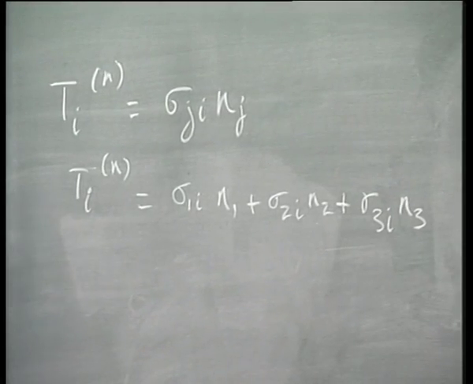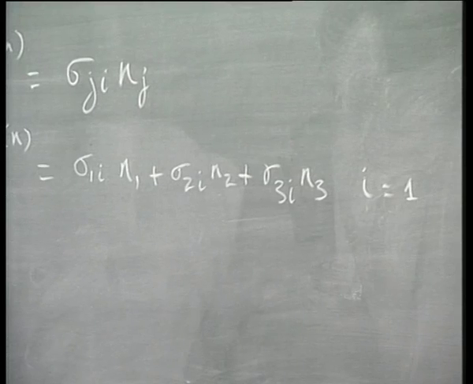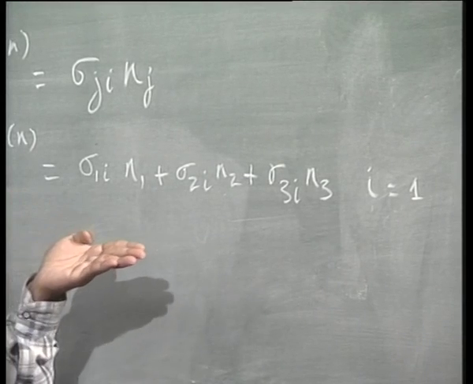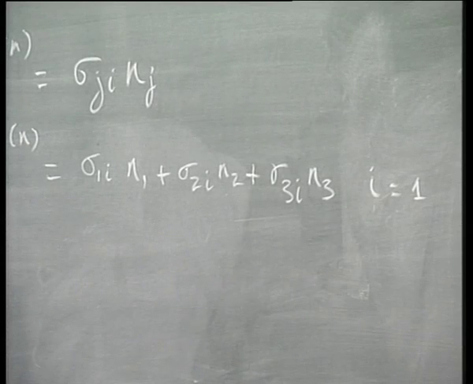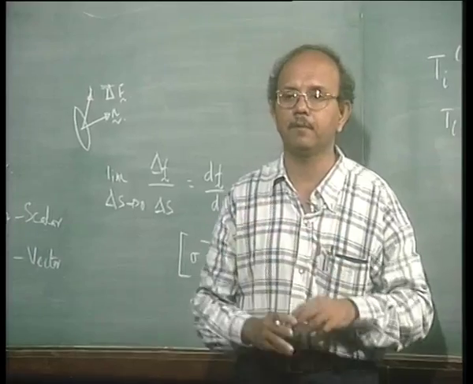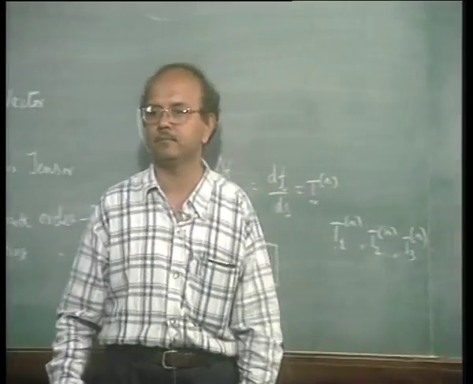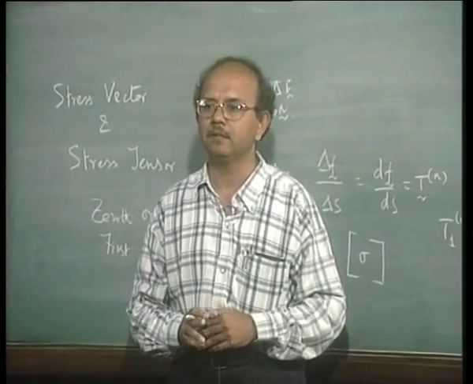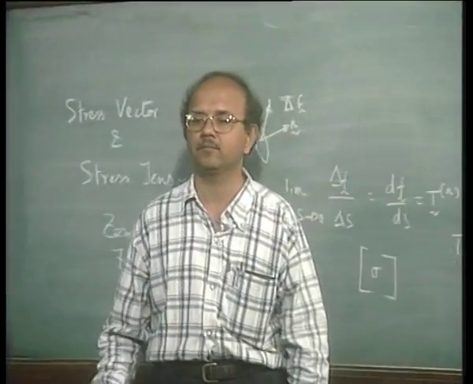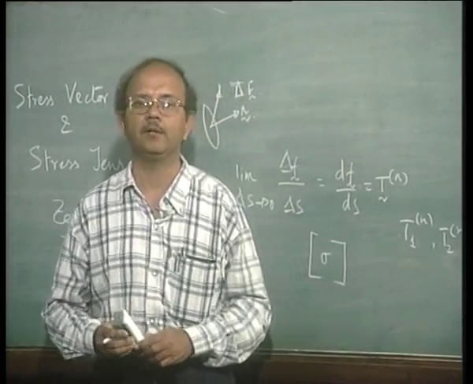This is for one i, or one expression. When i is equal to 1, I get one equation. Then when i is equal to 2, I get another equation. When i is equal to 3, I get a third equation. So the 3 equations, with each equation having 3 quantities, are summed up into one simple expression. Is that clear? Now, please note that this j is a dummy index. Because of the statement which we made just now, I can replace j by k, for example.